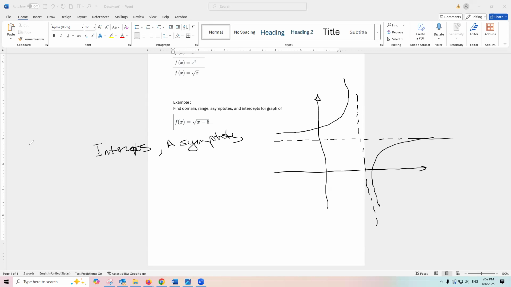All right, let me mark some of these lines. Let's say this point here is 5, so this vertical line is x equals 5. And let's say this point here is 7, so this line is y equals 7. I'm going to mark this point right here as 0 comma 10, and I'll mark this point as 8 comma 0, let's say.